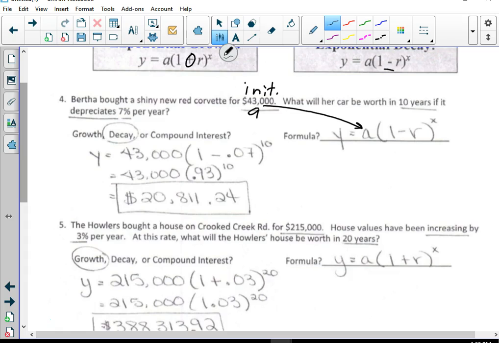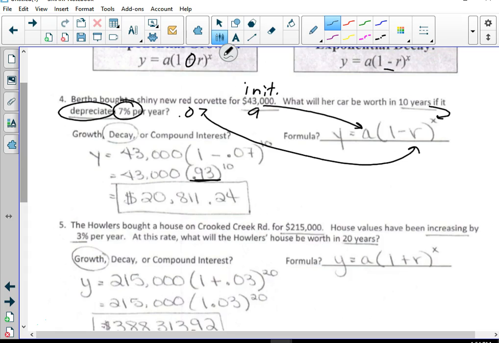What will the car be worth in 10 years? The 10 goes right there. That's my X. And the rate, don't forget, we changed that to 0.07. That goes right there. The keyword depreciates tells me to use the subtraction one, the decay model. So I have 43,000 times 1 minus 0.07, which is 0.93. $1, take away 7 cents, 93 cents.